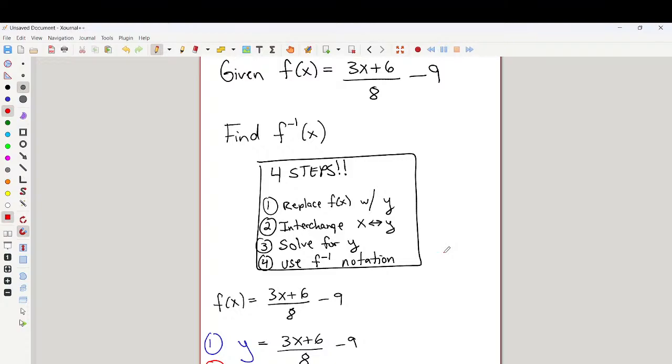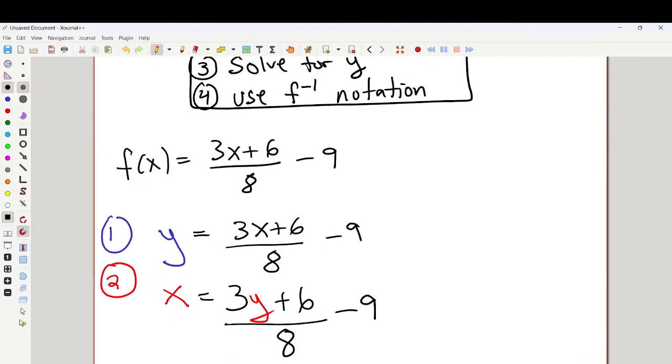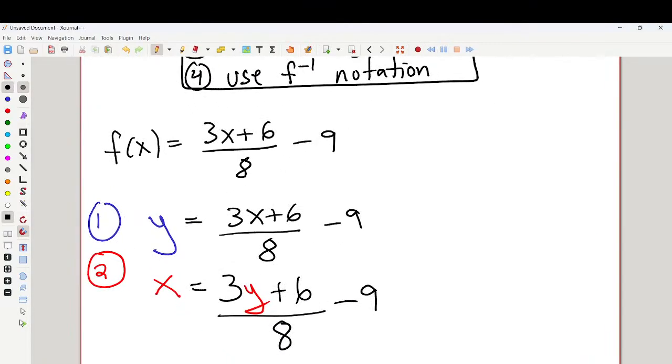And just to give this a quick, why do we do that? It's the conversation I just said. The outputs become the inputs become the output. We're swapping x with y's. So this becomes x. That's your y. And I'm going to zoom in on this now. Step 3 is to do algebra to solve for y.